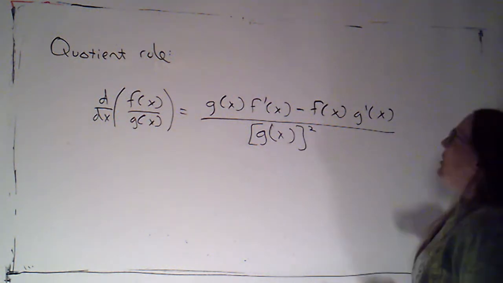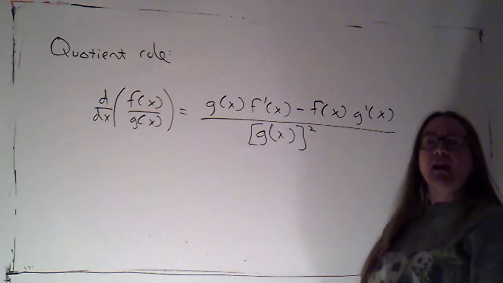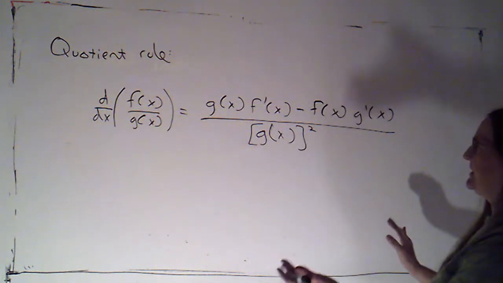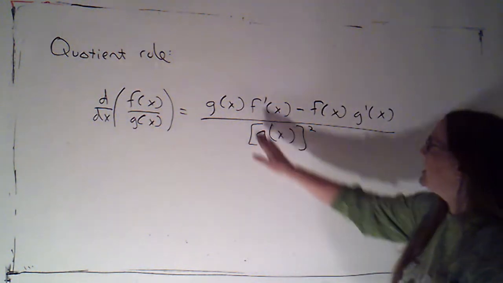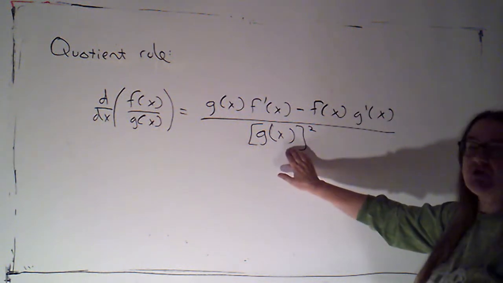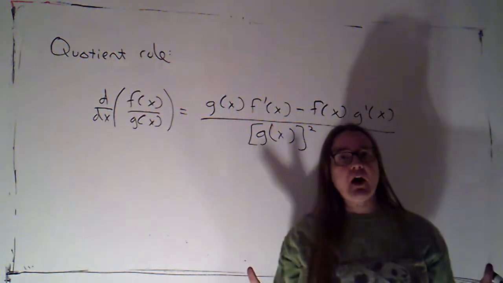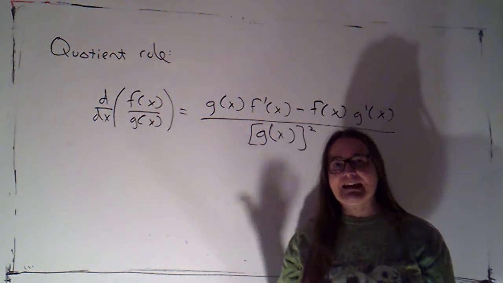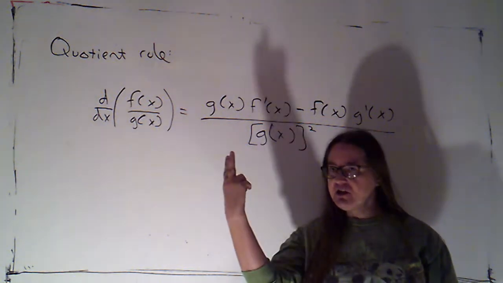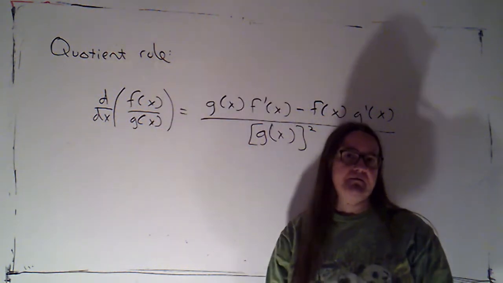Okay? What I'm doing in these videos is I'm just going to give you the rule and we're going to practice using it. So it looks incredibly complicated. The derivative of f divided by g is g times f prime minus f times g prime all over g of x squared. Now, I will point out that just like with the product rule, we're building things out of our four functions. f and g, the two originals, f prime and g prime, their derivatives.